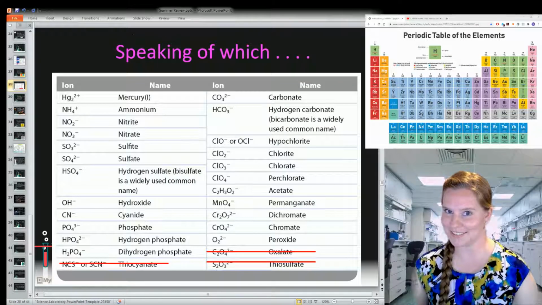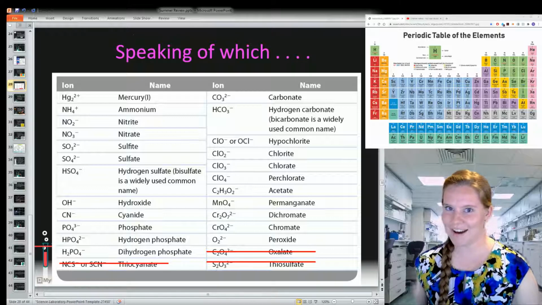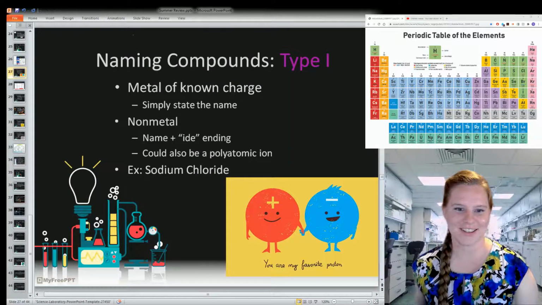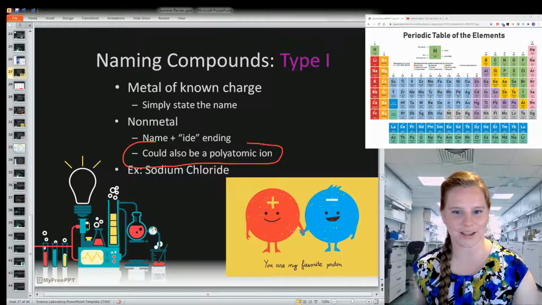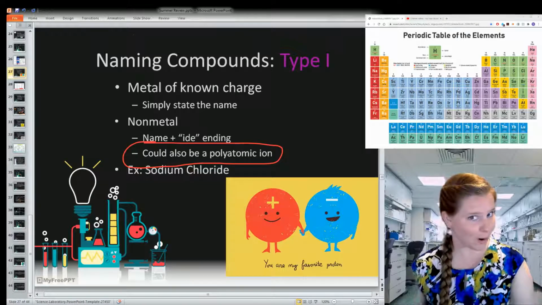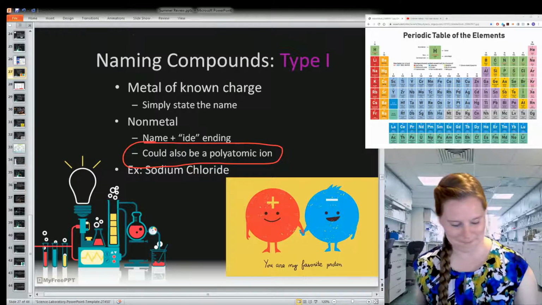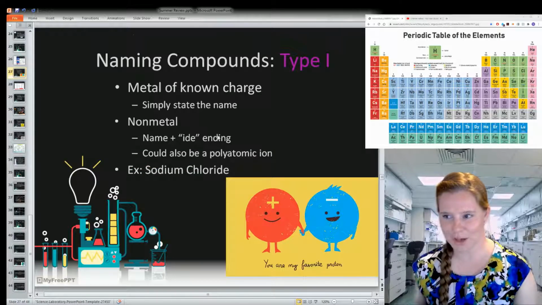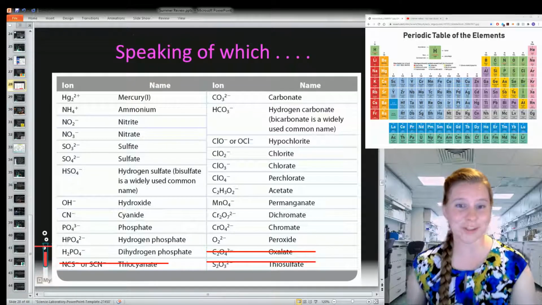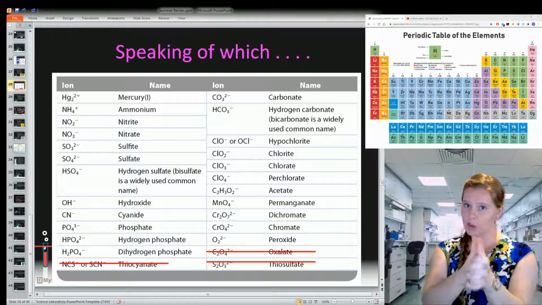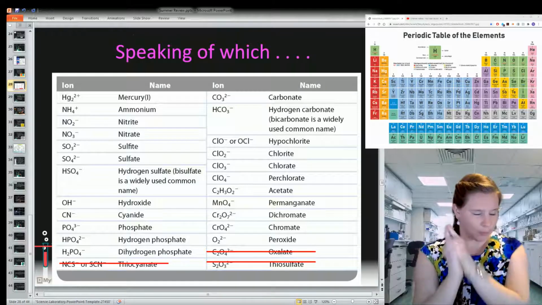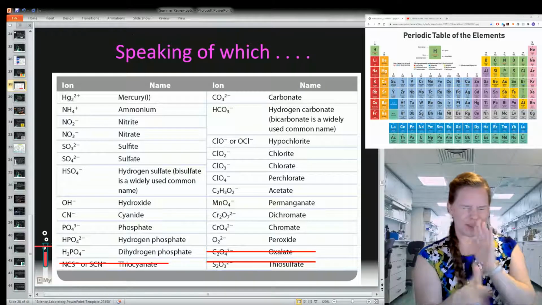Oh, wait a minute. Did you notice something? I forgot to mention. So for the non-metal, it could also be a polyatomic ion. Oh, no. You know what you're going to have to do, right? Yeah. You're going to have to memorize these polyatomic ions. So there's a lot of them, but I do want you to memorize them. People try to skip this one every year, and I think I can get away without it.